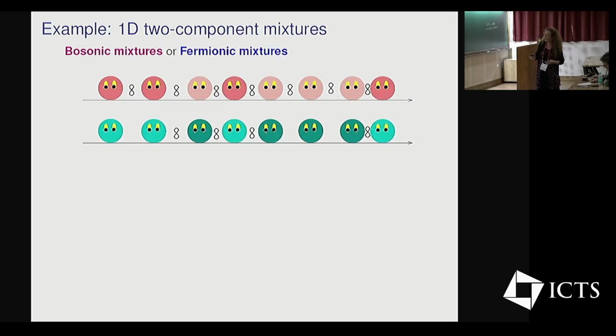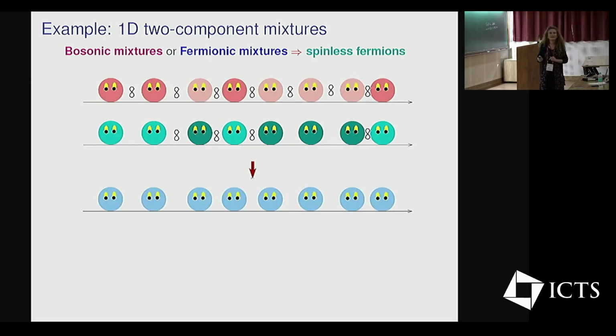But we can also consider the other mixture that I have in mind, the fermionic one, in which, of course, there is the Pauli principle between fermions of the same species, so there is no interaction term there, but you can have very strong repulsive interaction between fermions belonging to different species. Both these two systems can be mapped again onto a gas of spinless fermions. Why?